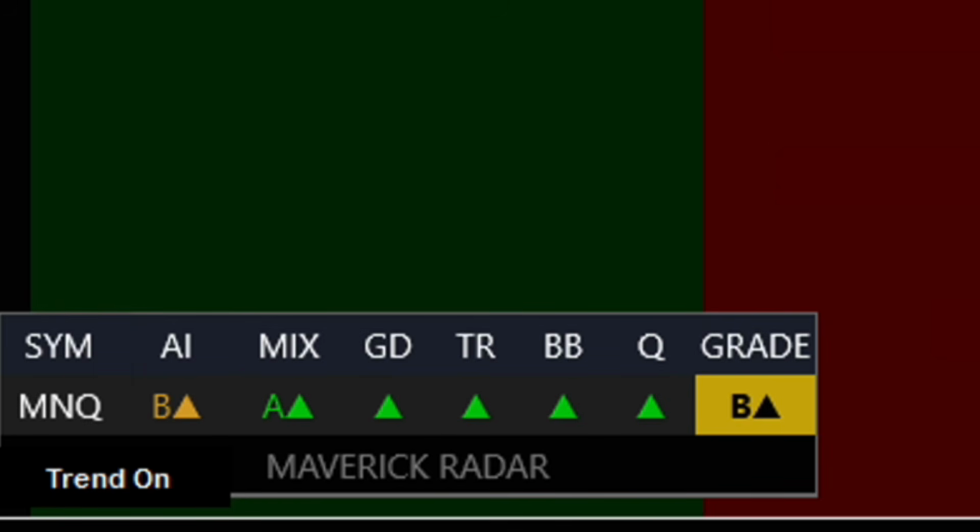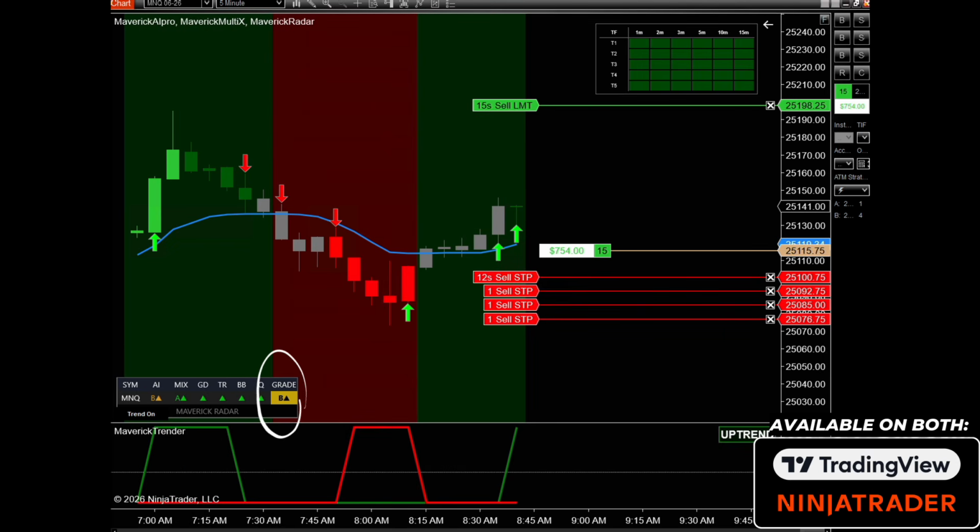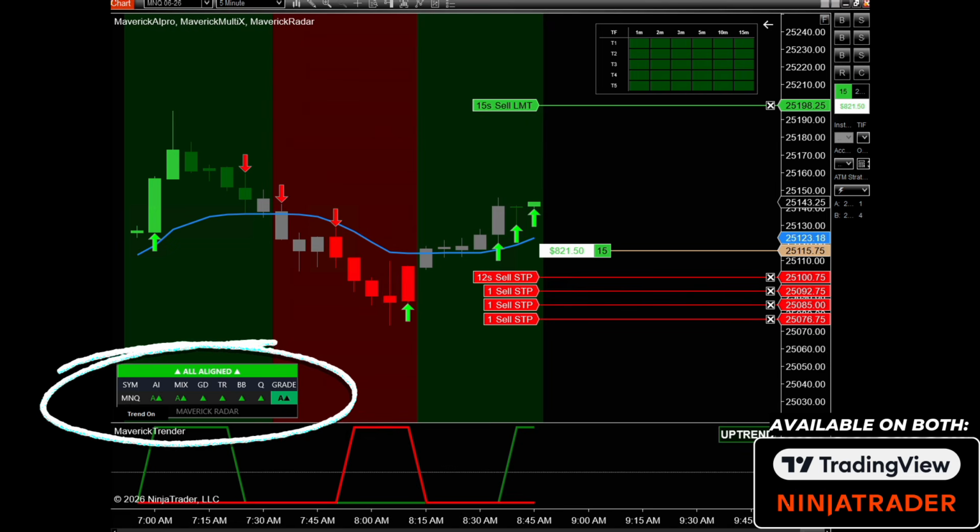What it's doing is going through our entire checklist, everything we're looking for from our Maverick indicators, to decide: do we not have a setup? Do we have a setup? If we do, is it a B setup or an A+ setup? Right now we got a B setup to the upside, which tells me that a setup is shaping up. It's starting to come together. Oh, look at this. Boom. Just as I'm saying this, A plus setup.